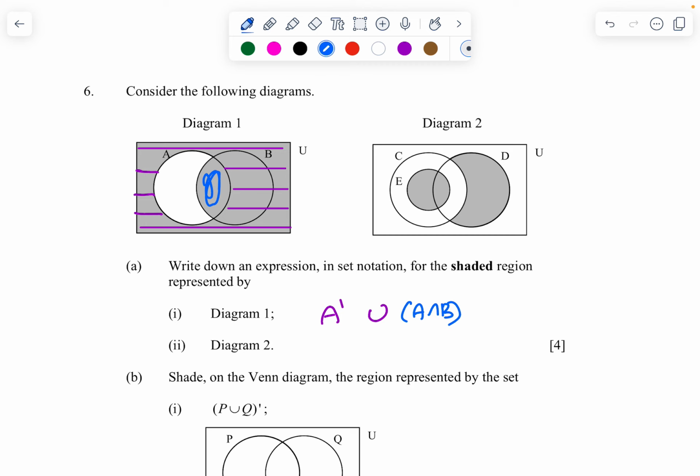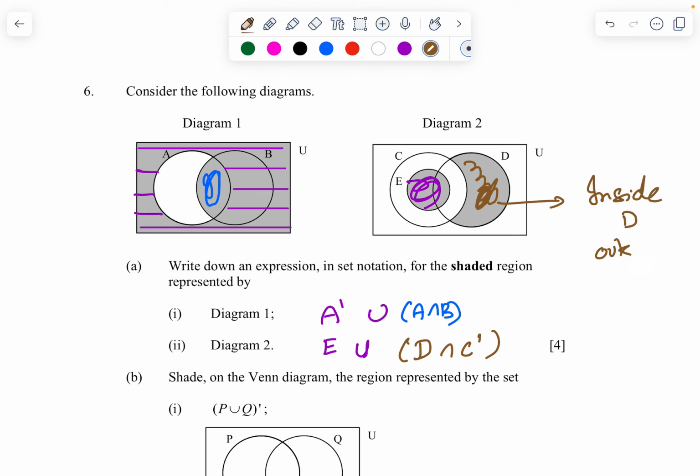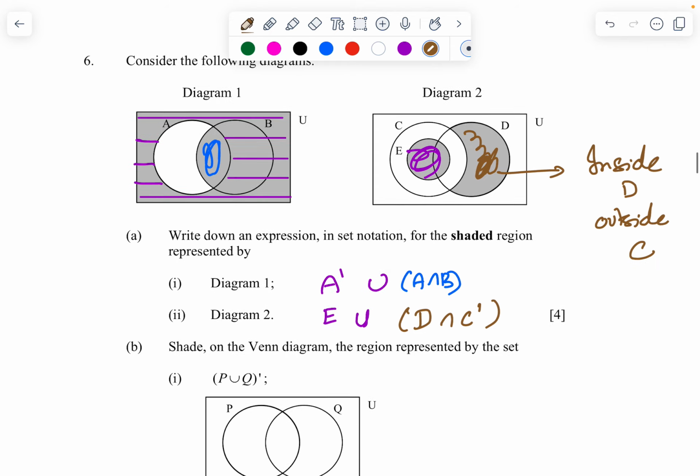Now coming to diagram 2. This region is E. E plus, what is this region? I need to find it out. What is this region? It is inside D but outside of C. Inside D, outside of C. This region is inside D, outside of C.